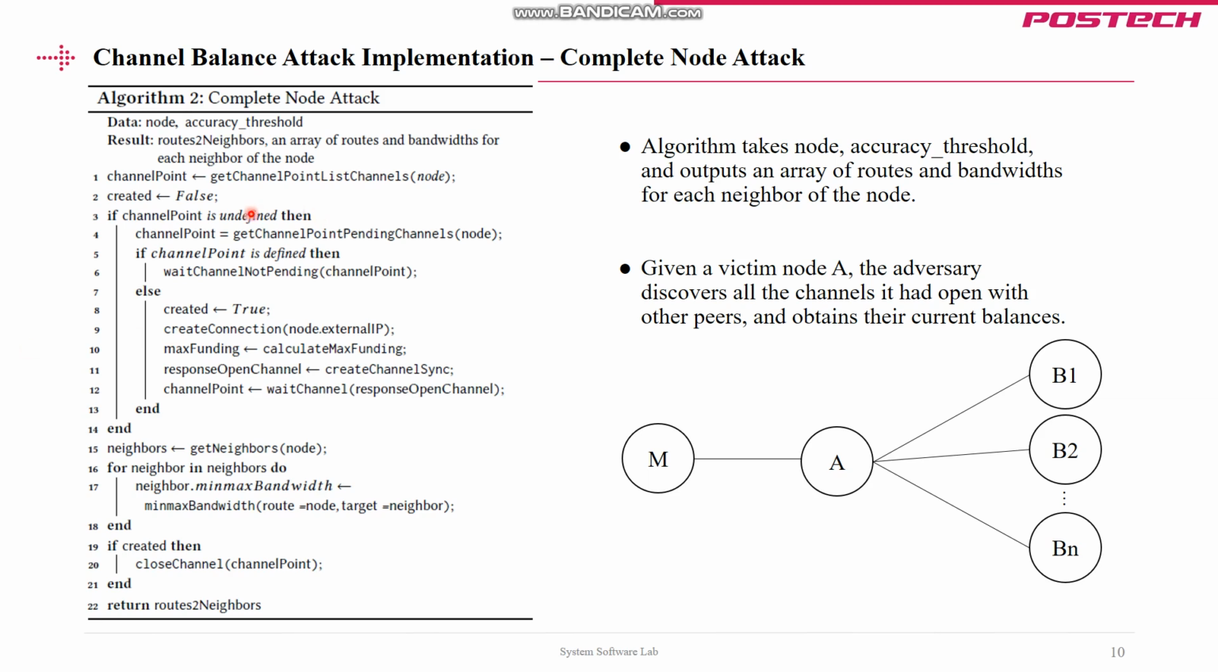So first, the adversary gets channel points, and next checks if the adversary has an open or pending open channel with the victim node. If not, then the adversary creates the channel, and afterward the adversary gets the neighbors of the victim in line 50 to perform algorithm 1 on each of the channels with its neighbors, and finally if the attack opened a channel, it closes it in the last line.